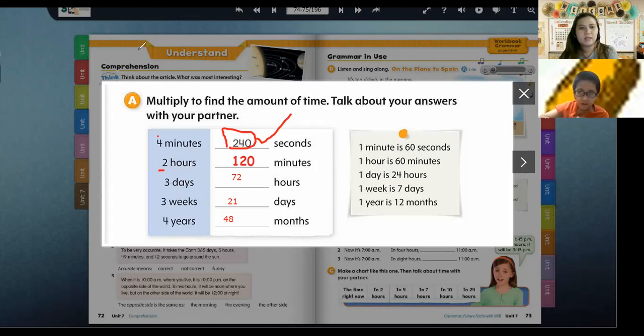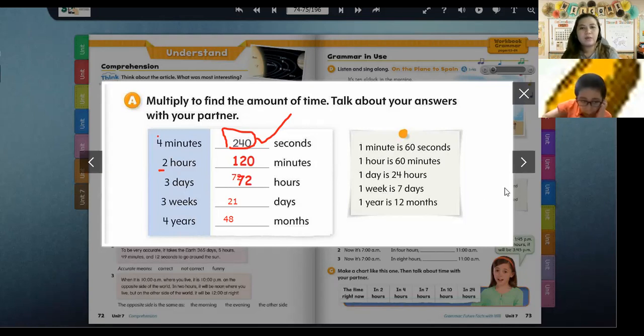3 days. So you answered 72 hours. Okay, that's correct. So 3 multiplied to what number? 3 days is multiplied by 24. Very good. Multiplied by 24, so that's 72. Okay, that's correct.